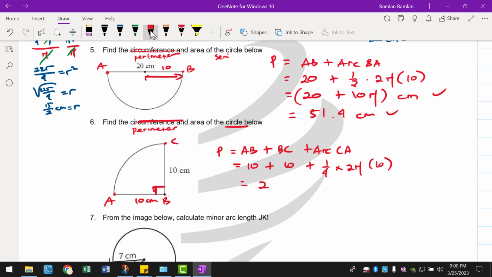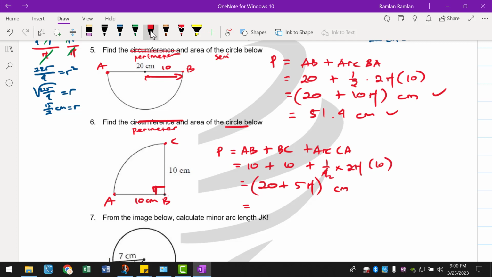That'll be 20 plus, again, I'm going to cancel this, that'll be 2 over here, and that'll be plus 5 pi. And then if you want this as the final answer, you need to put a bracket in here and then write down centimeters over here. But if you want to make this into a decimal, it's okay, actually it's fine.